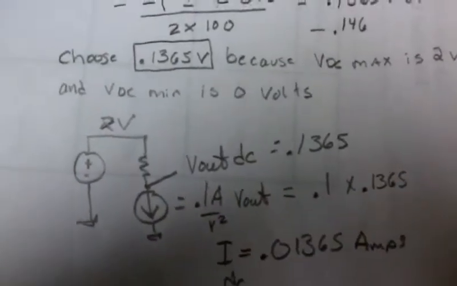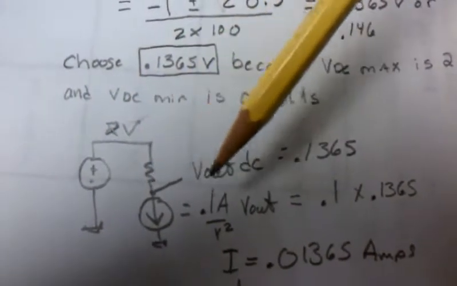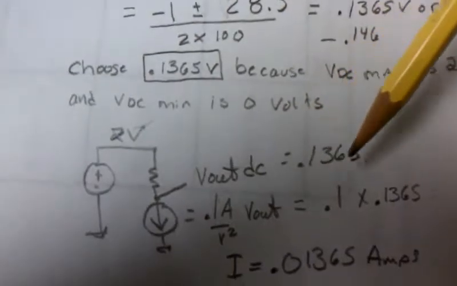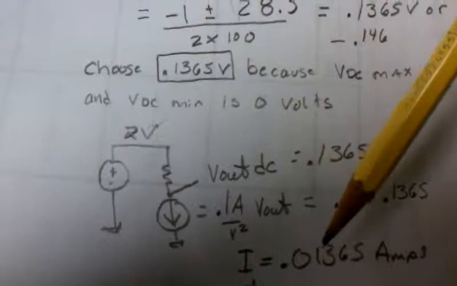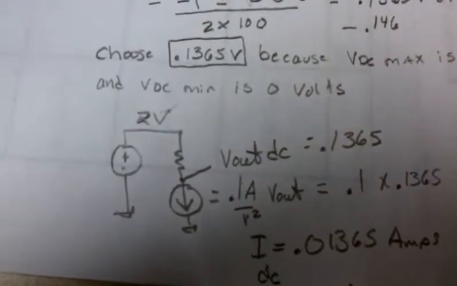So now we get the full DC response. Our V out is 0.136 volts. And this is our current, 0.01365 amps.